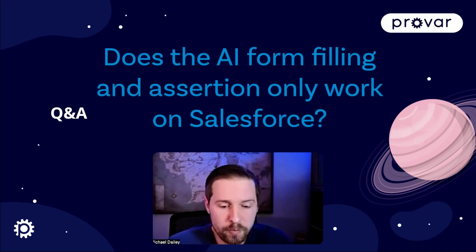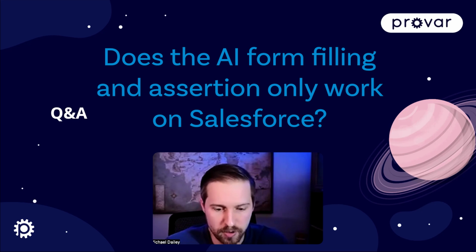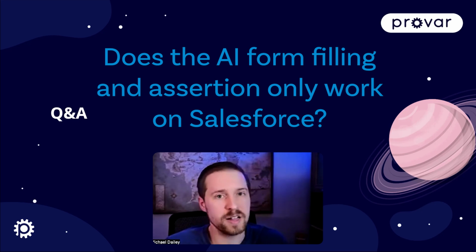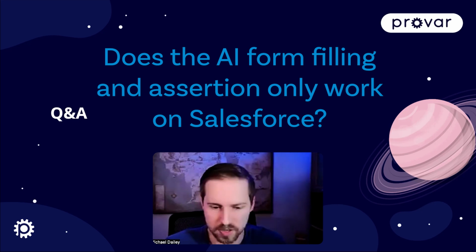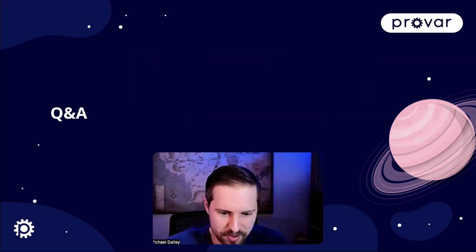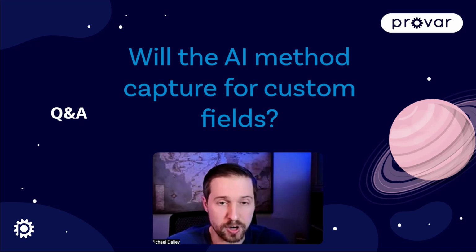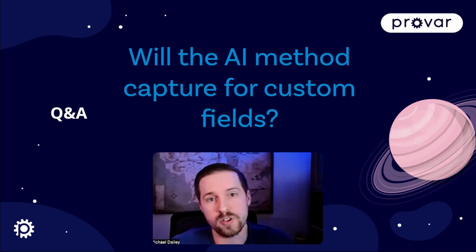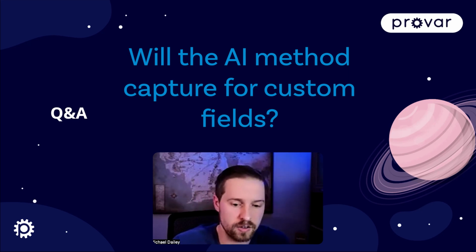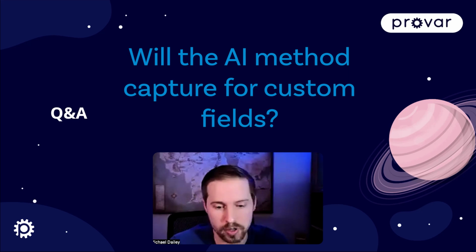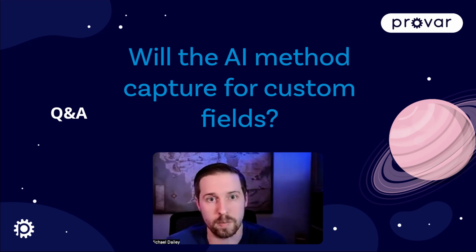Does the AI form filling and assertion work only on Salesforce, or can it be used in other web applications as well? Great question. For now, it is limited to Salesforce layouts. I'll just leave it at that. Will it capture custom fields? Yes. The use case that I showed you all was actually a very custom financial services org that has custom fields in it. So you can see all of that there, and all those work out of the box because, again, they're pulled from that metadata.